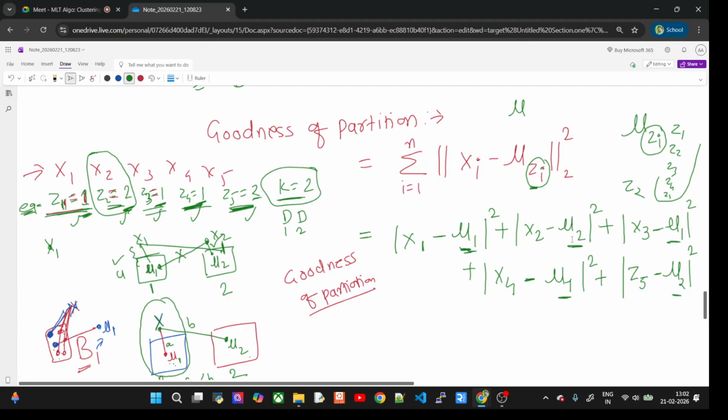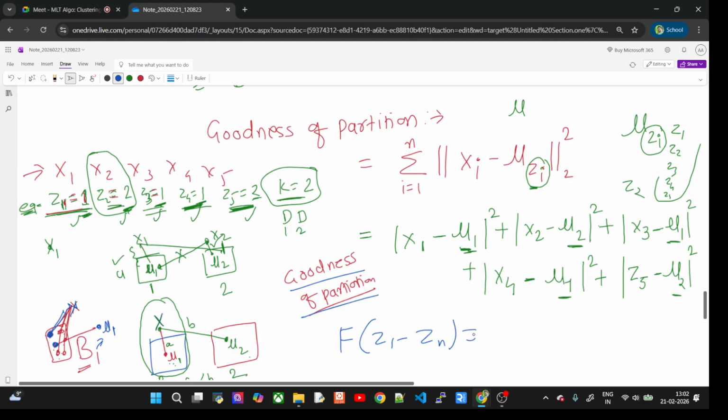But the point is, you did this kind of partition. You have to find out whether, for the partition you did the first time, putting x1 till x5 into two different boxes, you are happy with that partition or not. To say whether you are happy or not, we have one formula that is called the goodness of partition. That formula is a function of z1 till zn.